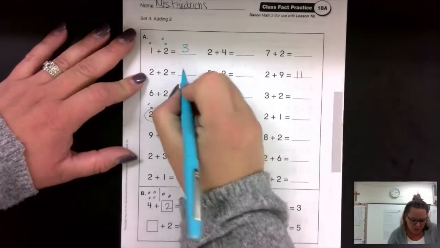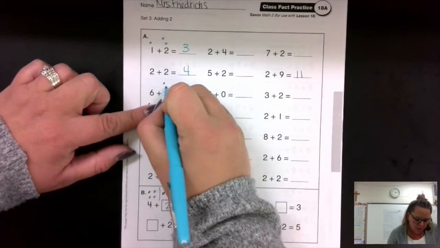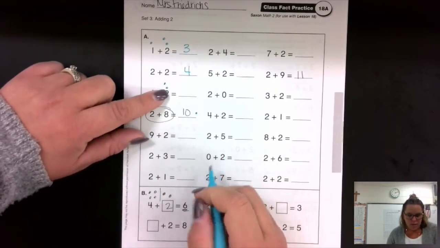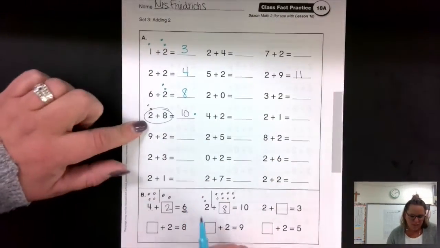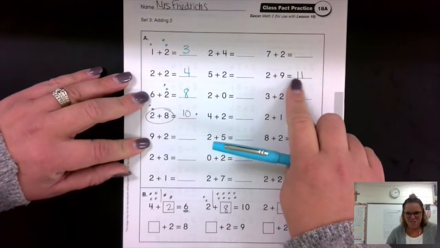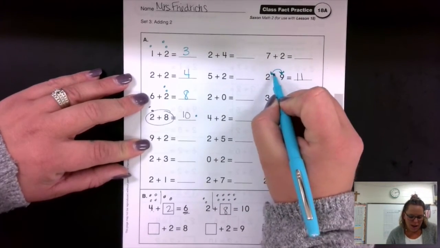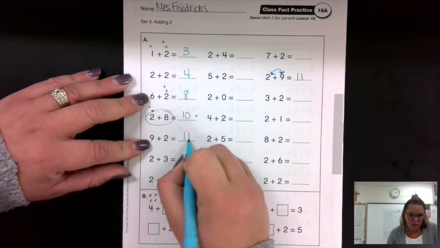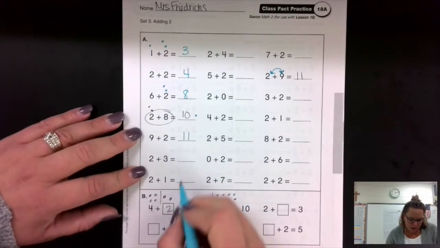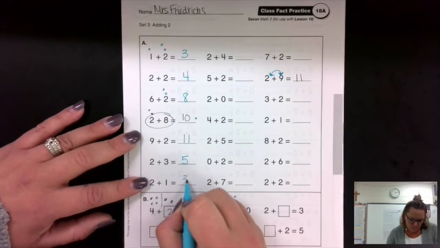2 plus 2 is 4. 6 plus 2. Start at 6. Count 2 more. 6, 7, 8. We already did 2 plus 8 is 10. 9 plus 2. Remember, that's the same thing as 2 plus 9. All we did was switch around our addends. So that's going to also be 11, isn't it? 2 plus 3 is 5. 2 plus 1 is 3.